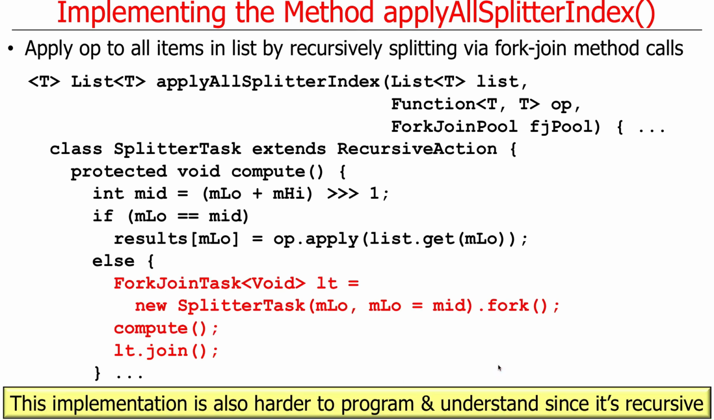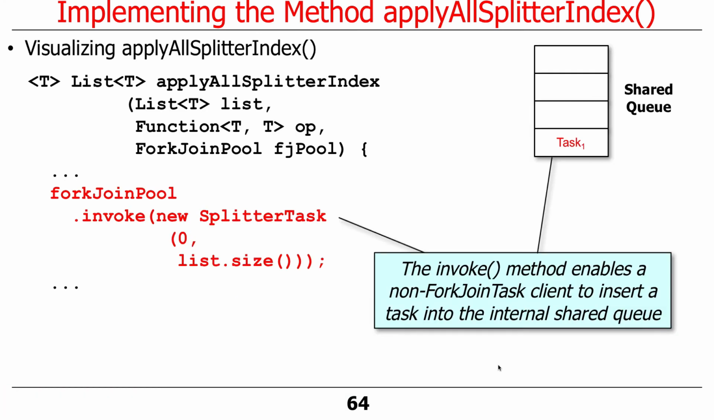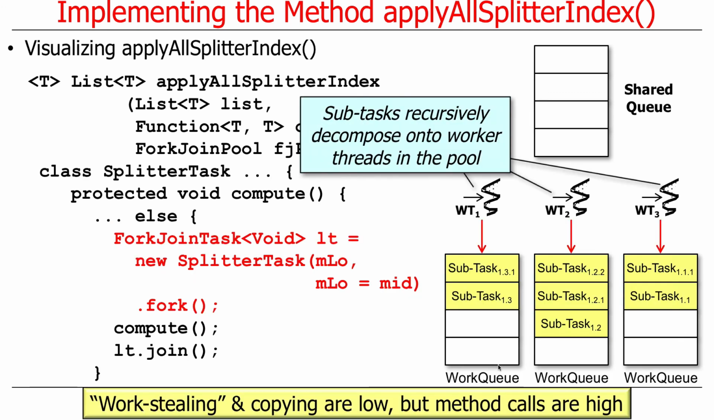This implementation is also a bit hard to program and understand since it's recursive and it's also using this crazy generic array trick. However, as we'll see, it's also going to be a little faster. So what we're going to do here is we call invoke, and basically the tree of tasks is pretty much the same, except that work stealing and intermediate copying are low. Of course, we had to make a copy.